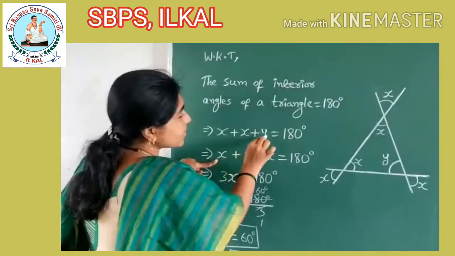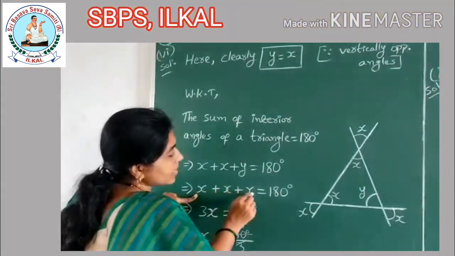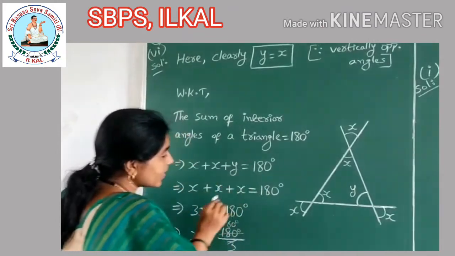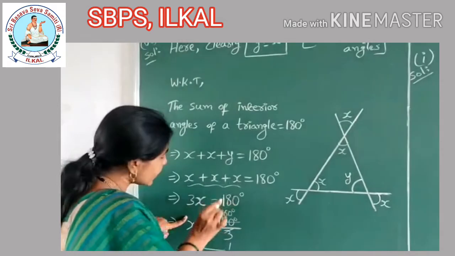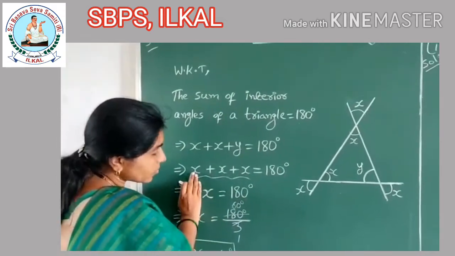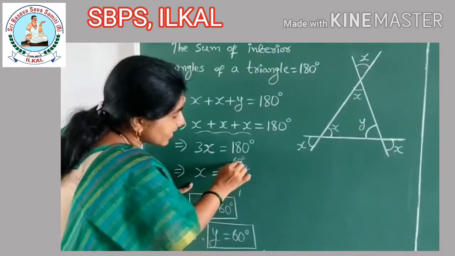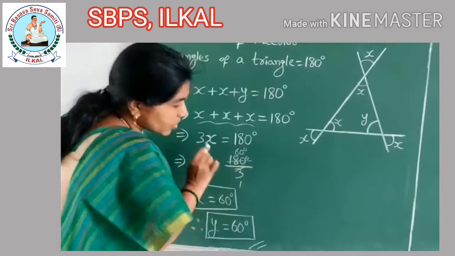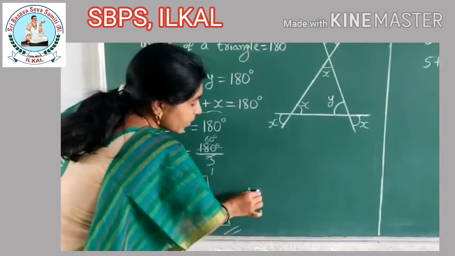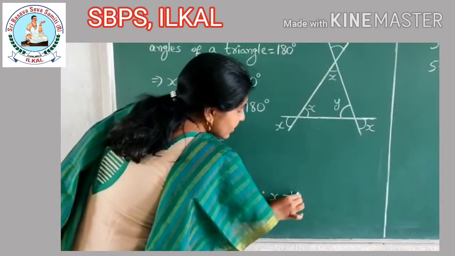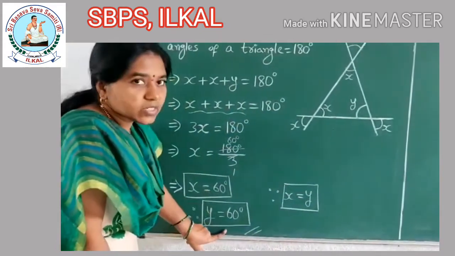You already considered y as x, children, here. The same thing you write here. x plus x plus x is equal to 180 degree. Like term addition. 3x we will get is equal to 180 degree. x is equal to, transpose 3 to the right hand side, it will come to the denominator. 3 ones are 3, 3 sixes are 18, 0. Then x is equal to 60 degree you got. If x is equal to 60, y is equal to 60, because x is equal to y you considered, is it? Therefore x is equal to 60 degree and y is equal to 60 degree here.